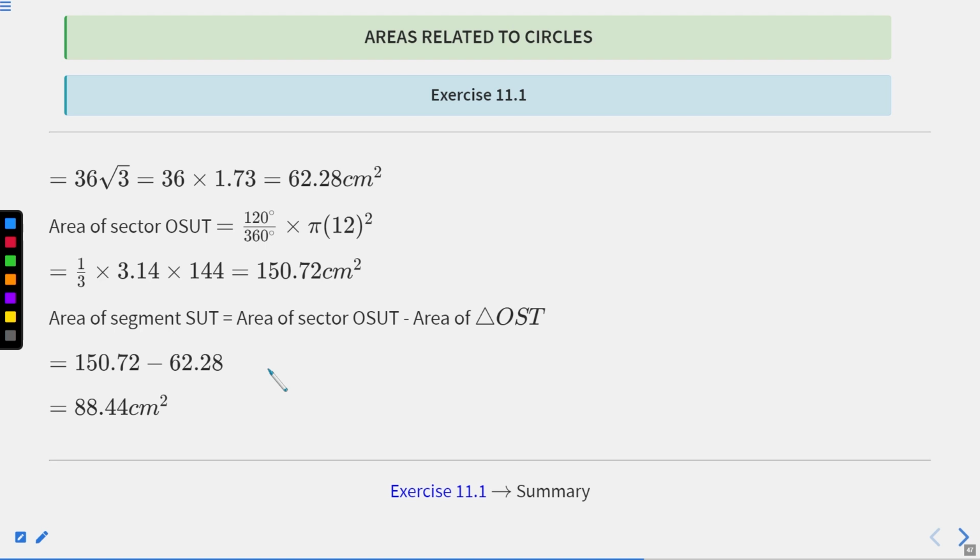Now the area of sector OSUT is equal to 120 degrees by 360 degrees into pi into 12 squared, that is 1 by 3 into 3.14 into 144, which is 150.72 centimeter square. The area of segment SUT is equal to the area of sector OSUT minus the area of triangle OST, that is 150.72 minus 62.28, which is 88.44 centimeter square. So the area of segment SUT is 88.44 centimeter square.